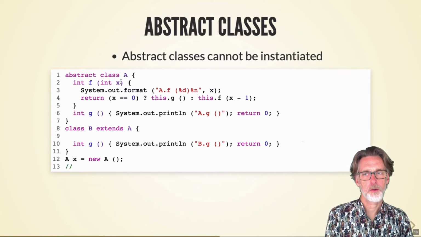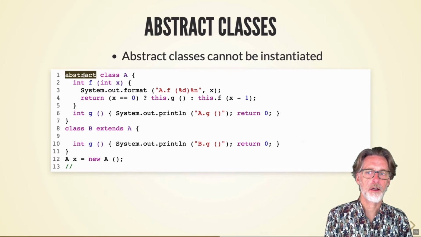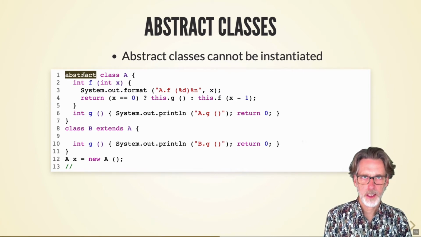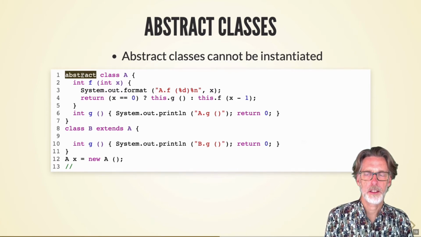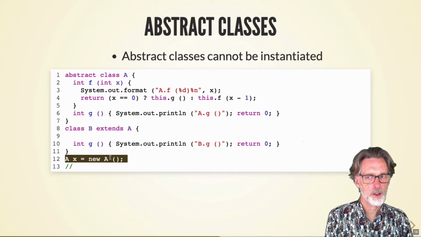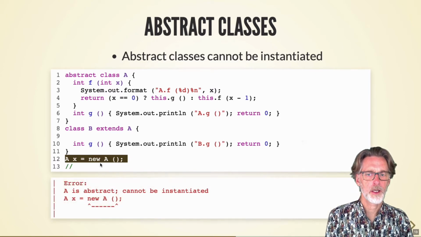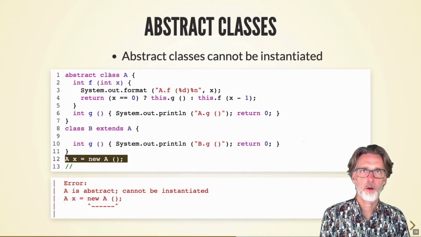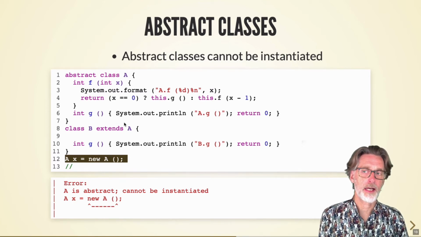You don't actually have to do anything else, but simply by marking this class as abstract, you change its meaning. In Java, an abstract class cannot be instantiated. So if you attempt to instantiate this class directly, you'll get a compiler error. In order to use an abstract class, we have to create a concrete subclass and instantiate that.